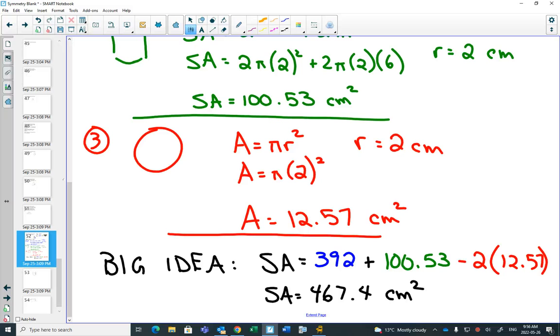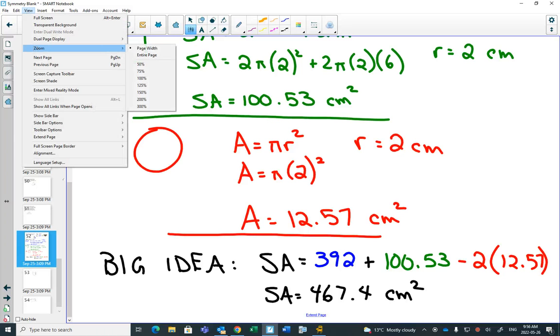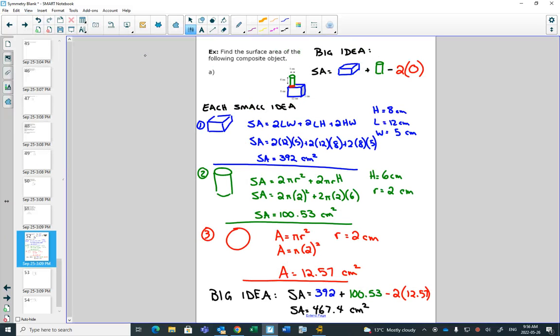So I'm going to zoom out here so we can see the whole screen. Okay? And what I want you to notice is how we organize this. Because when you're on a test, if you don't organize a question like this, it's very easy to make a mistake. Okay? So I started off with the big idea of what I needed to get.